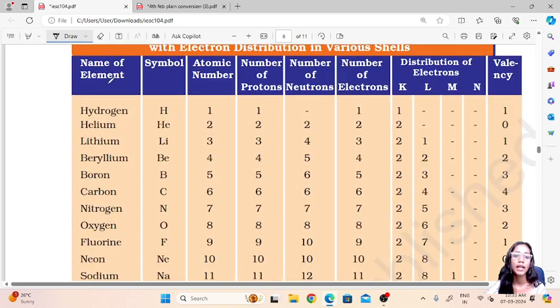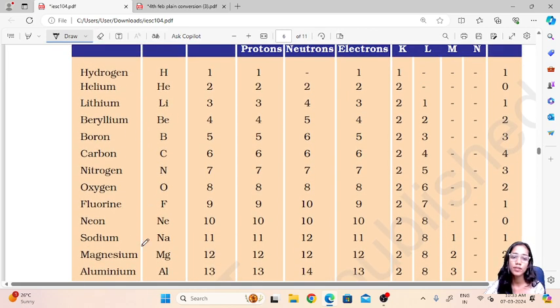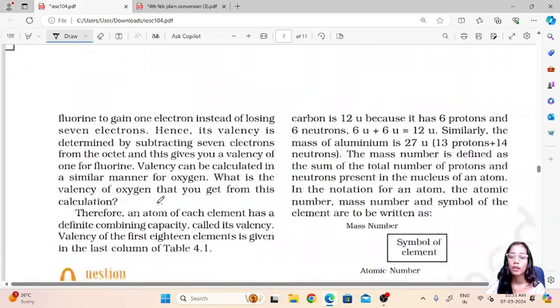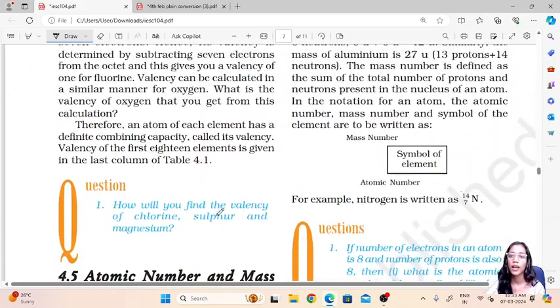Okay, for example, hydrogen symbol is H, helium He, lithium Li, beryllium Be, boron B. So all these symbols are important. Once you know these three things, we have a notation to write. The symbol of an element is written in capitals as given. Then the mass number is written on top as a superscript, and the atomic number is written at the bottom as a subscript.